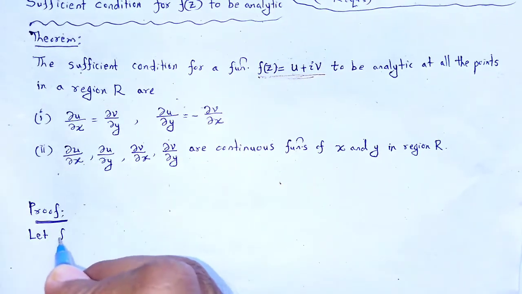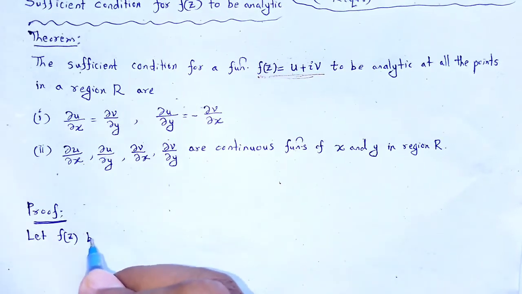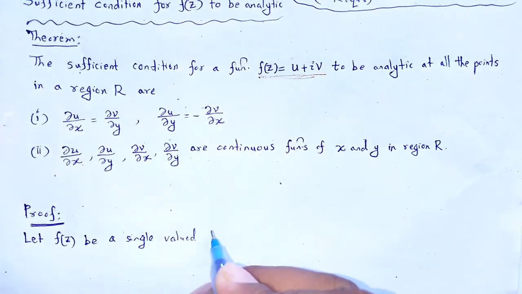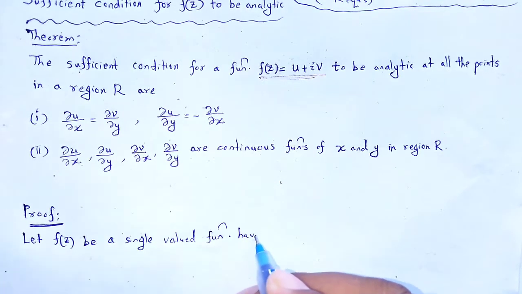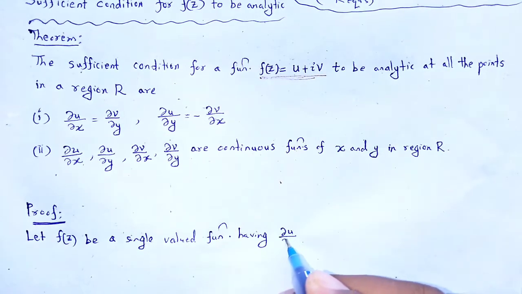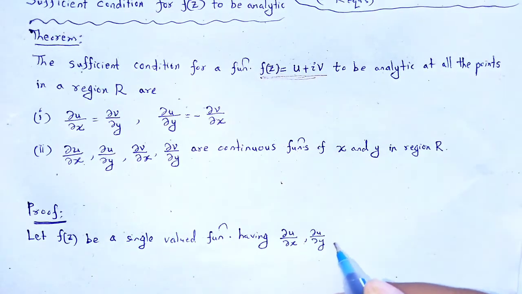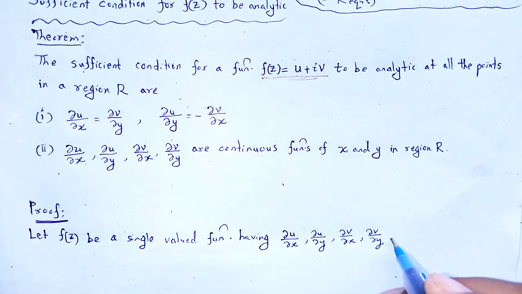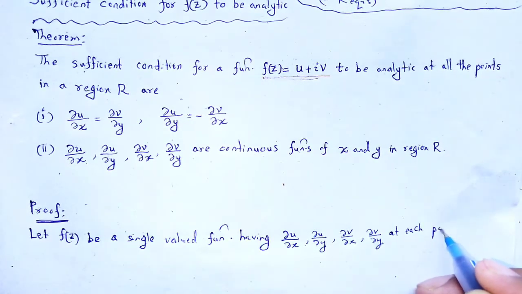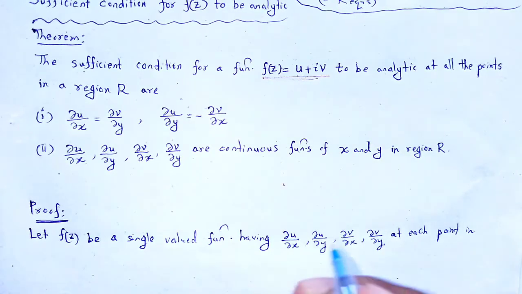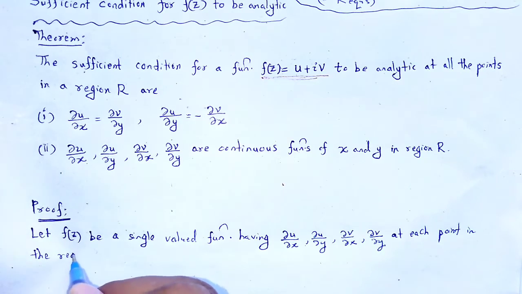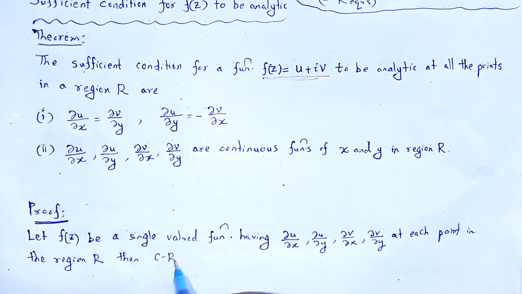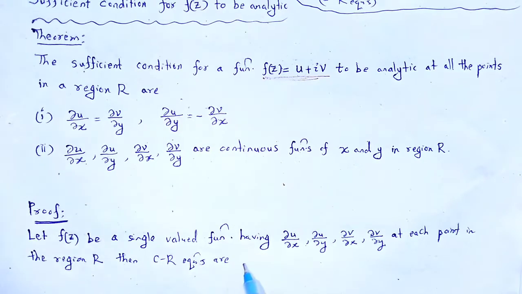Let f of z be a single valued function having the partial derivatives del u by del x, del u by del y, del v by del x, del v by del y at each point in the region R, then Cauchy-Riemann equations are satisfied.